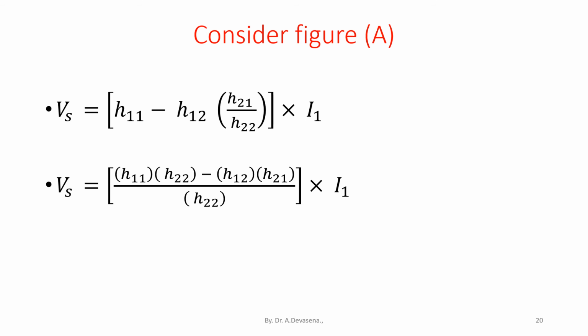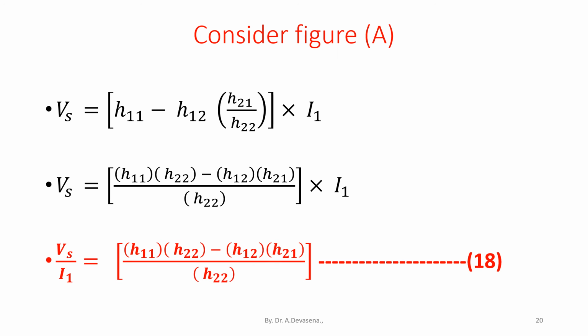So Vs is equal to, open the bracket, h11 h22 minus h12 h21 divided by h22, close the bracket, into I1. We have taken the LCM. That is, Vs by I1 is equal to h11 h22 minus h12 h21 divided by h22. Consider this as equation 18.